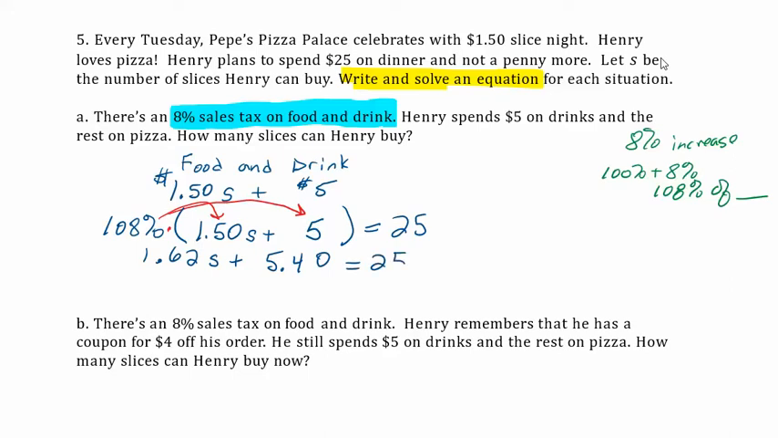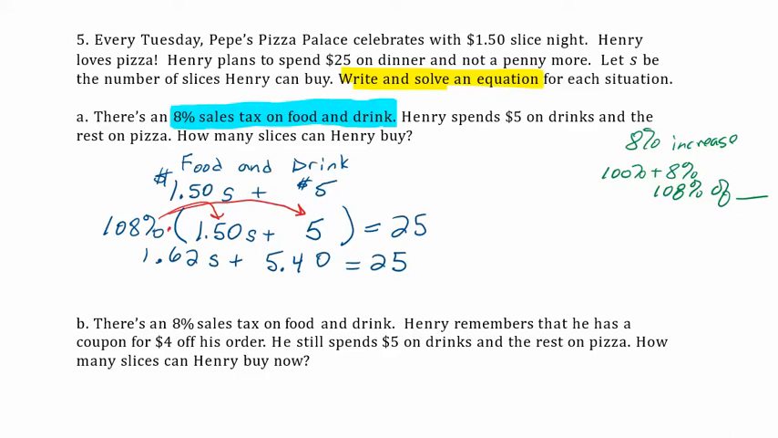So thinking about this equation we have right here, the 1.62 is representing the cost of a slice of pizza with the tax added in. They say the cost of the slice of pizza is $1.50. True, but with an 8% tax, you're really paying $1.62 per slice. And they say the drink costs $5. True, but with tax, you're really paying $5.40. So by distributing that 108% in there, we are able to see the cost of the slices and the drink as they are affected by the tax.